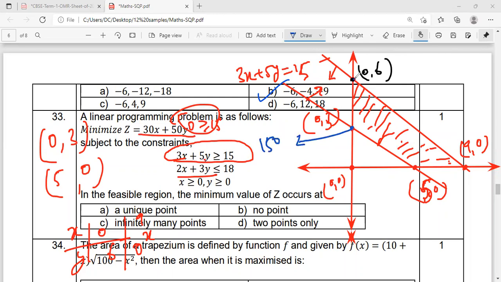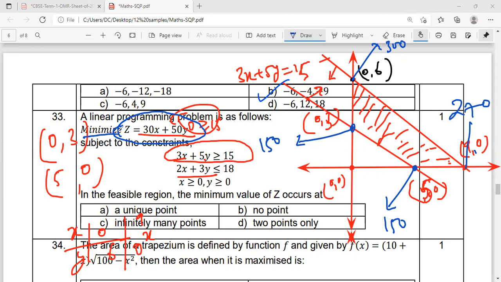At this value, here (5, 0), 5 times 30 is 150, this is also 150. And at this value, 6 into 50, here it is 300. At this value, 9 into 30, 9 3s are 27, so 270. Simply substitute this value (9, 0) in this function. So we are getting to know that at these 2 points, we have the same value of the objective function.